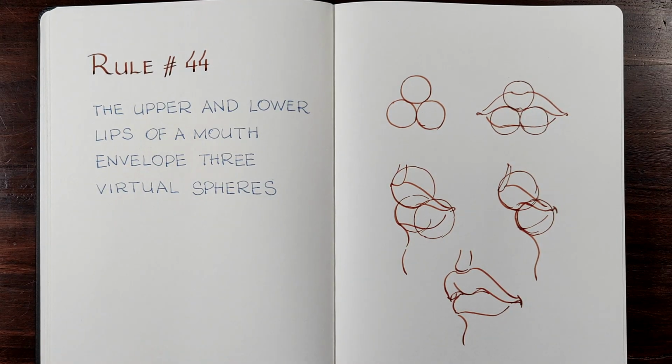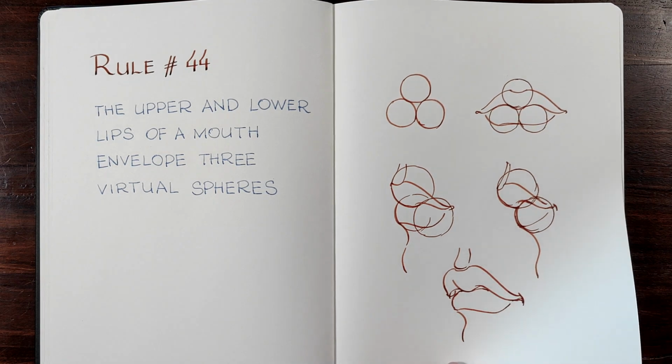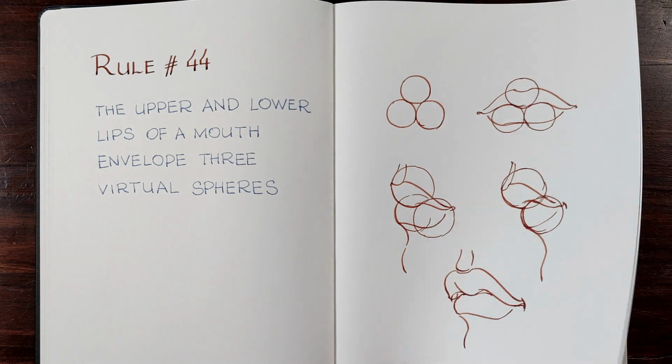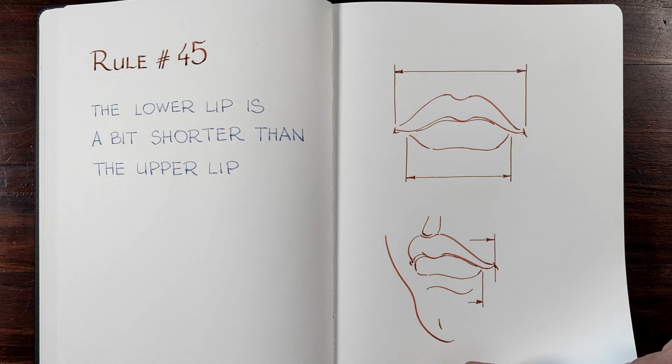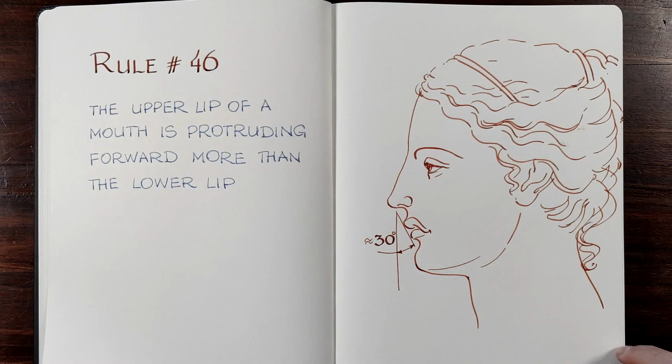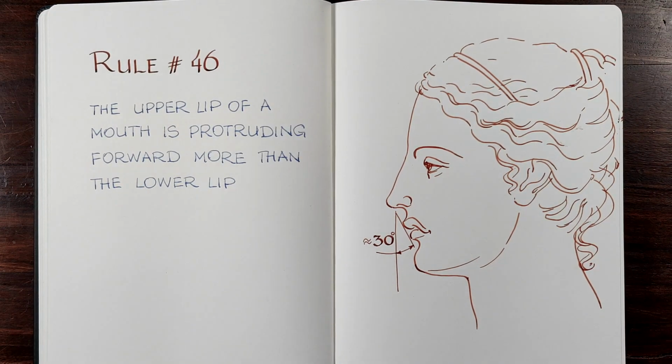Rule number 44. The upper and lower lips of a mouth envelop 3 virtual spheres. Rule number 45. The lower lip is a bit shorter than the upper lip. Rule number 46. The upper lip of a mouth is protruding forward more than the lower lip.